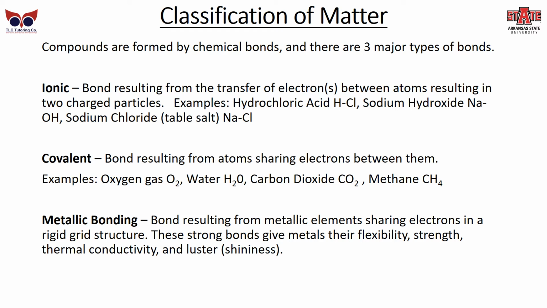And finally, you have metallic bonding. So thinking about just metals you're dealing with. The metallic elements share electrons in a grid structure where they are sharing their electrons over large groups of atoms, and it links them together and makes them very strong. These strong bonds give metals their flexibility and their strength and their thermal conductivity and their luster, the shininess that they have. All this comes because they use this kind of bonding.